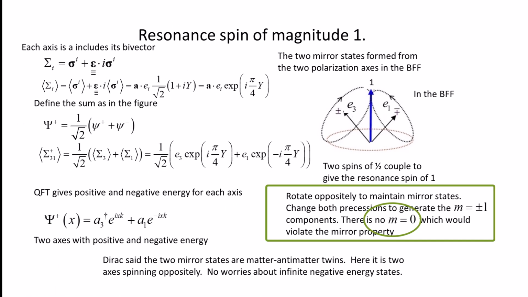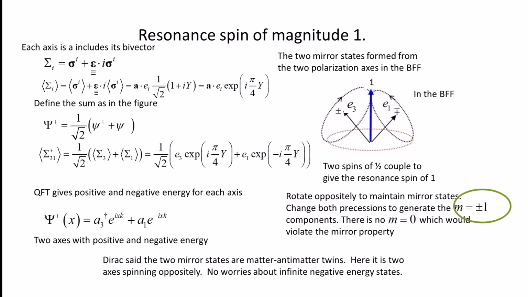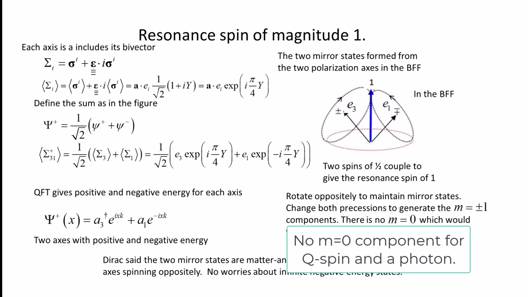The two axes spinning oppositely generate a spin component of, let's say, m plus 1. Reversing both gives the component of m minus 1. But to form the m equals 0 component would violate the mirror property, so it does not form. Note that a photon also has no m equals 0 component.